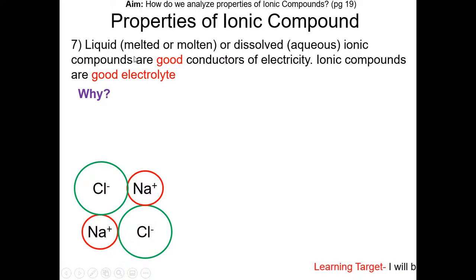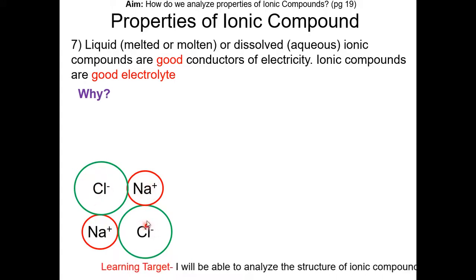The next property: if the ionic compound is a liquid or dissolved in water, then it will conduct electricity. So why is that? If you recall, for ionic compounds in the solid state, the ions cannot move. They're fixed in a lattice structure. But if you melt or dissolve the ionic compounds, then the ions can move. And since they can move now, they can carry a charge. If you see the word molten, it basically means your ionic compound has melted and is in the liquid state.